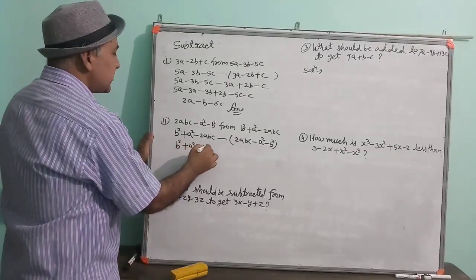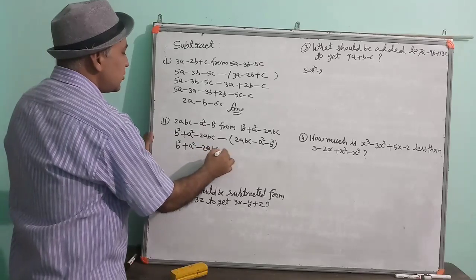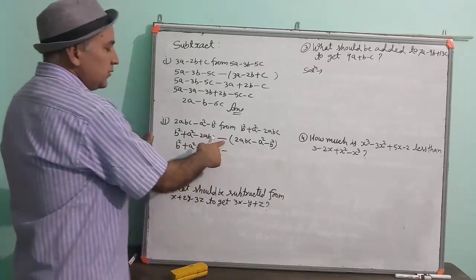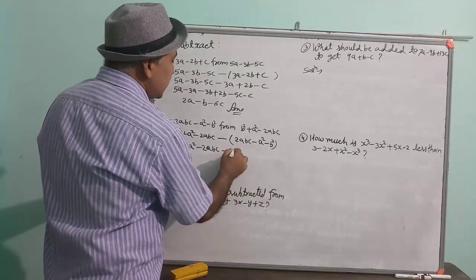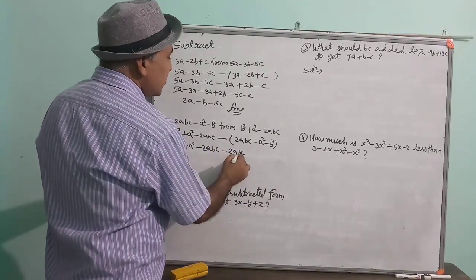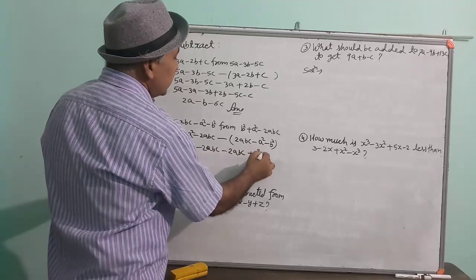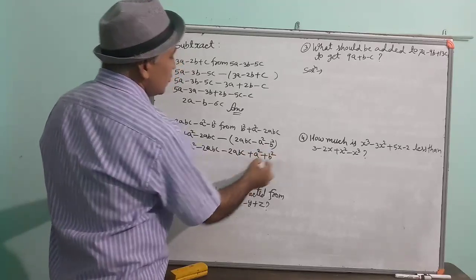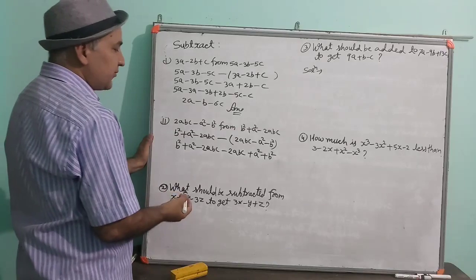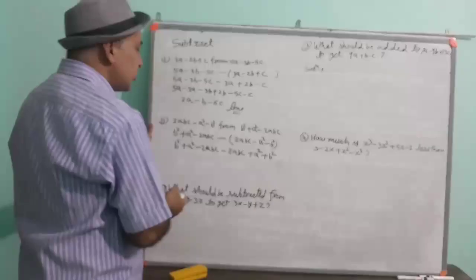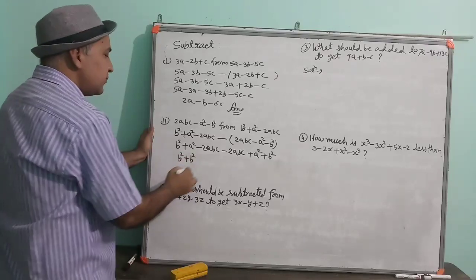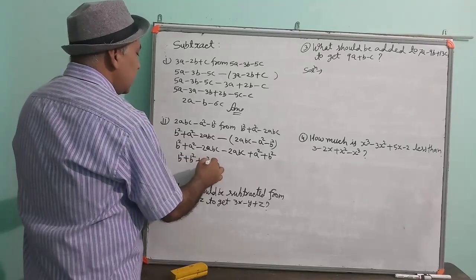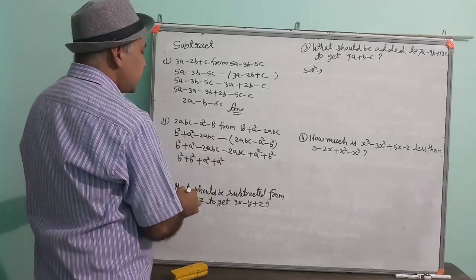b square plus a square minus 2abc. When the bracket is open, all the signs will be changed. It will become minus 2abc. It will become plus a square. This will also be plus b square. After this, write all the like terms together. See here, b square plus b square, plus a square plus a square.